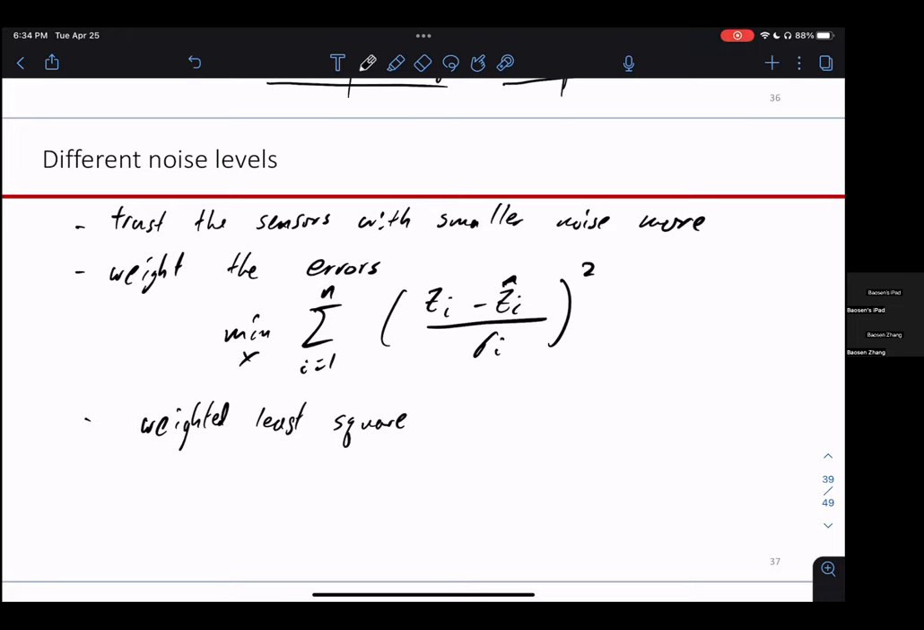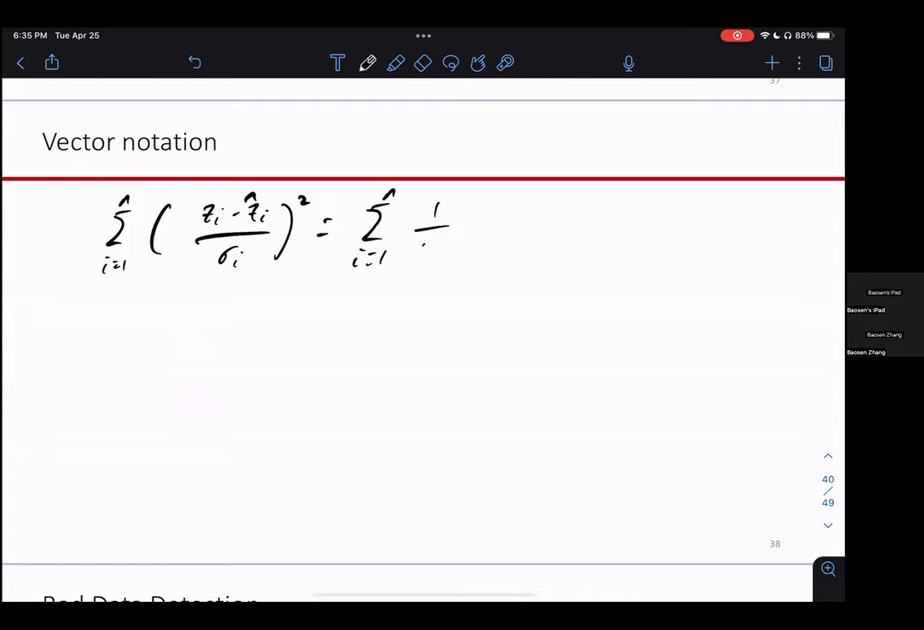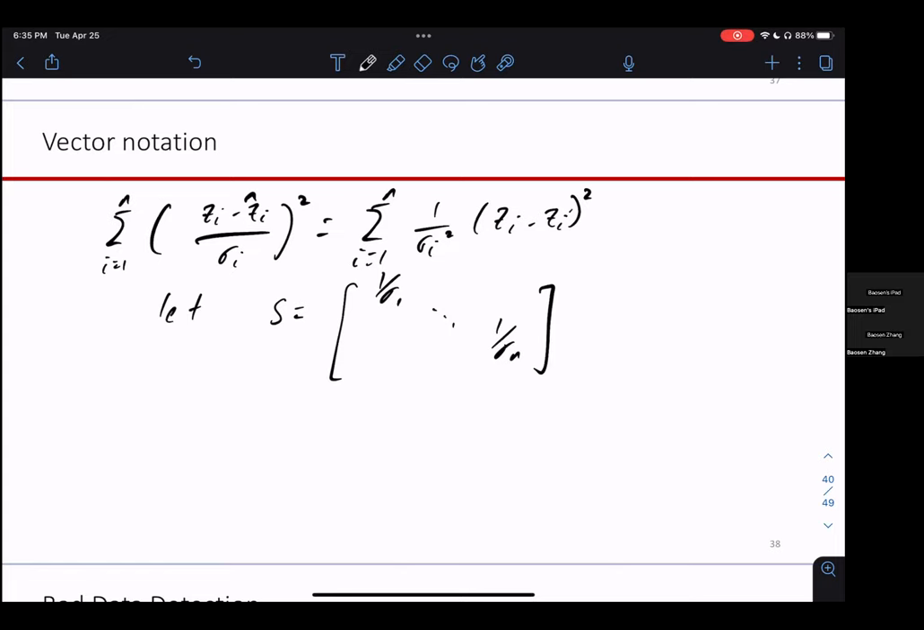When you have the weighted sum of these squares, this is again not terribly difficult to solve because you can write this in the following manner. There's a vector notation for writing this. It turns out if you sum over this, you can pull this thing out. And what you can do now is define a matrix with those terms on its diagonal. So we're going to let S be this diagonal matrix.